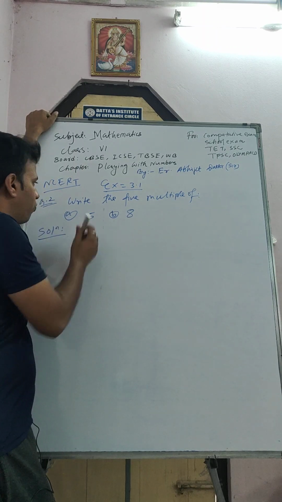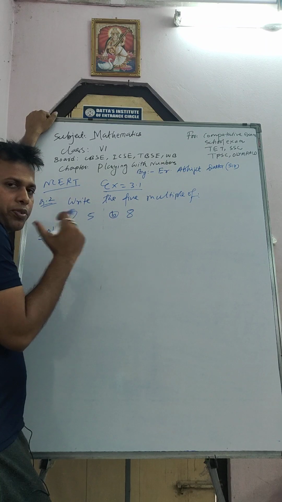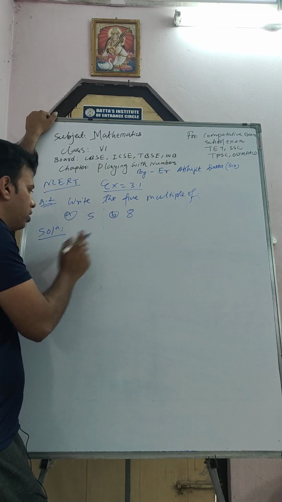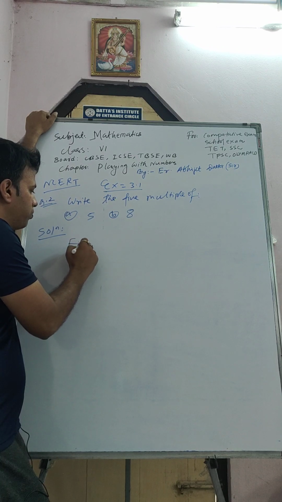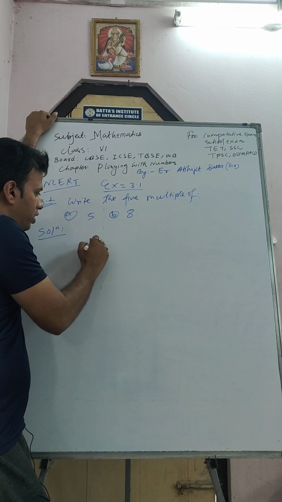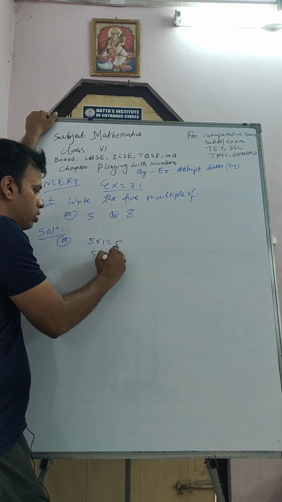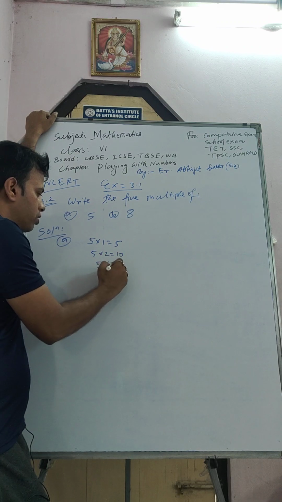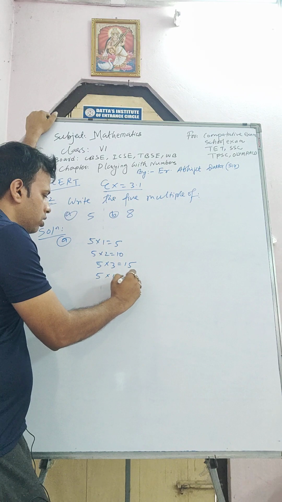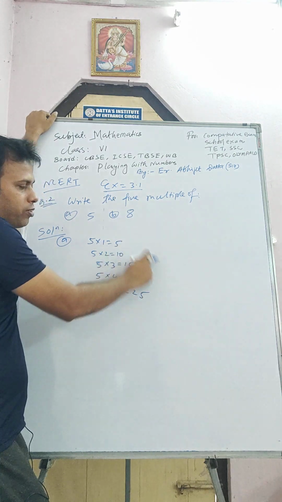So 5 multiples. Multiple means one kind of table, that is the table of 5. You remember the table of 5. How can you find the multiples? First, 5 into 1 is 5. 5 into 2 is 10. 5 into 3 is 15. Then 5 into 4 is 20, and 5 into 5 is 25.